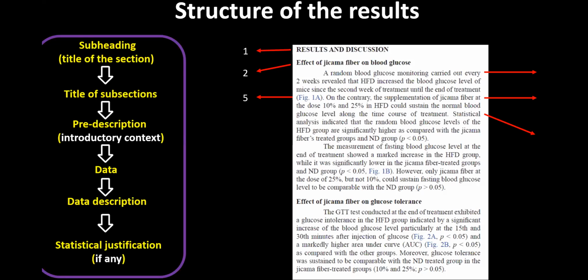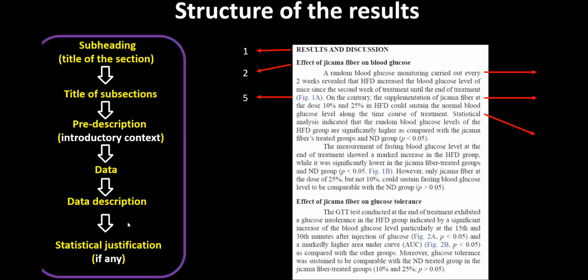So please don't mix them. For example, some of you may firstly put the data directly after the subheading and subsections. But you have to put the pre-description first before the data. Some of you may also start with data descriptions right after the title of subsections. That's the incorrect one. So you have to follow this step in putting the pieces of results.